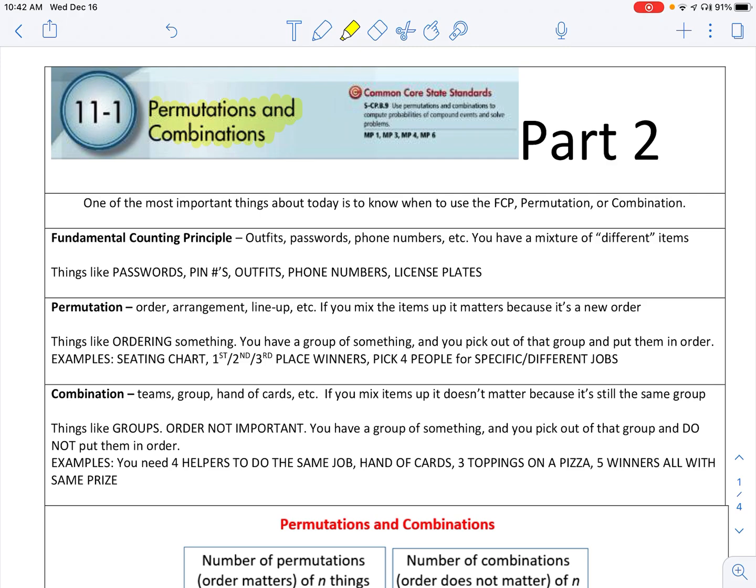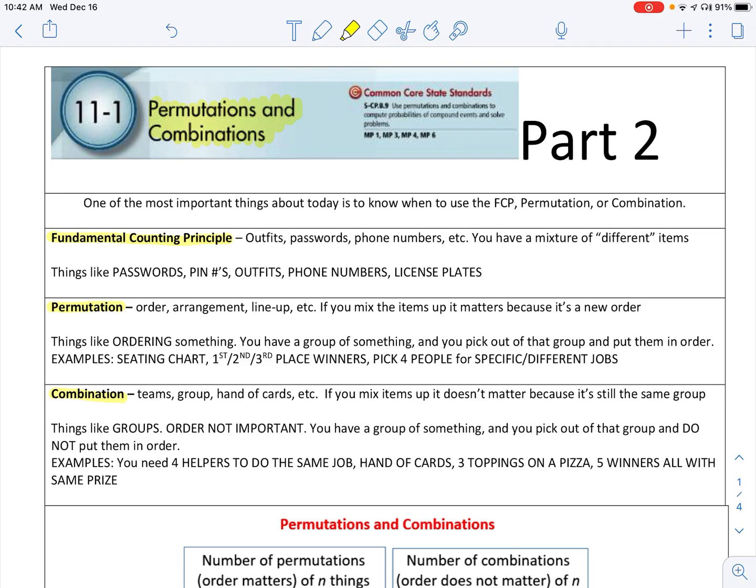So it's very important that as we proceed today you understand the difference between the problems, like which one's the fundamental counting principle, what's a permutation versus a combination. So the fundamental counting principle, we already talked about. It's like outfits or passwords or PIN numbers or phone numbers, license plates, or meals, different things you put together. Like if you're picking a pizza and you have to pick a crust and a topping and a type of cheese, all of those come together to be the fundamental counting principle.